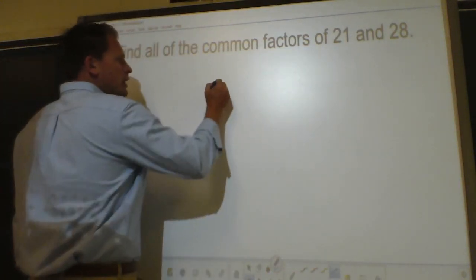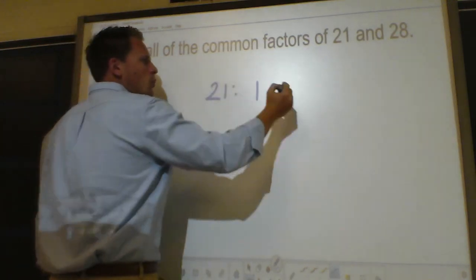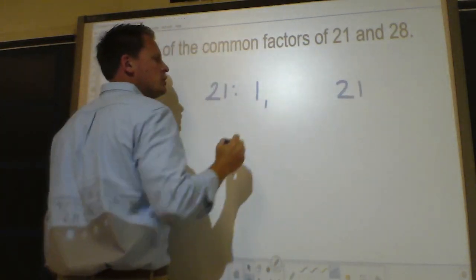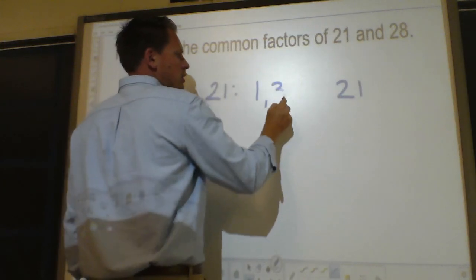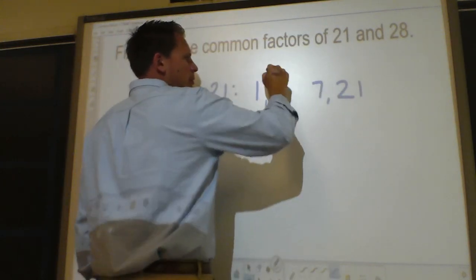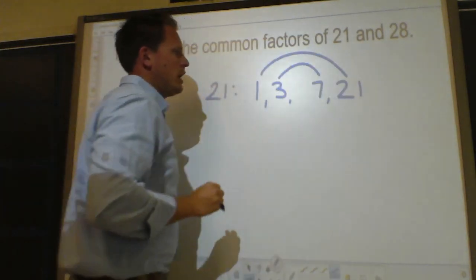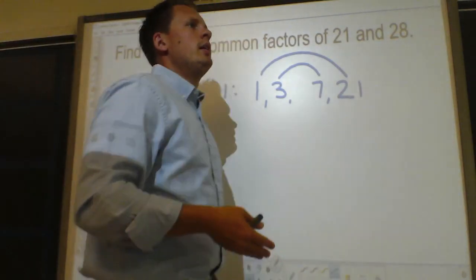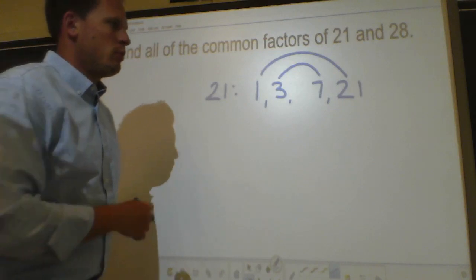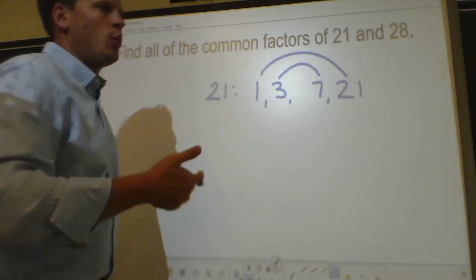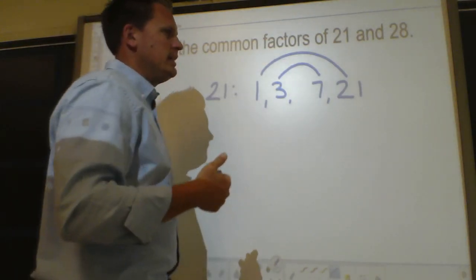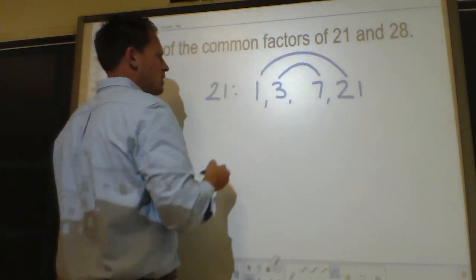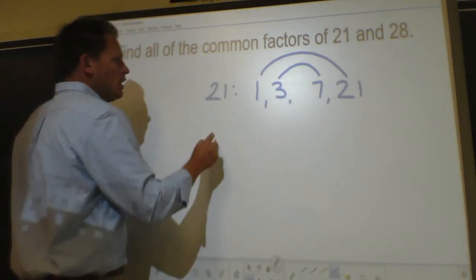All right, a factor rainbow for 21, 1 and 21. 2 does not work. 3 times 7. And look at me, I'm getting lazy here with my strands. After 3, I'm going to check 4. 4 times 5 is 20. 4 times 6 is 24, jumps right over. 5 is 20 and 25. 6 is 18 and 24. 7, repeating yourself. There's my list for 21.